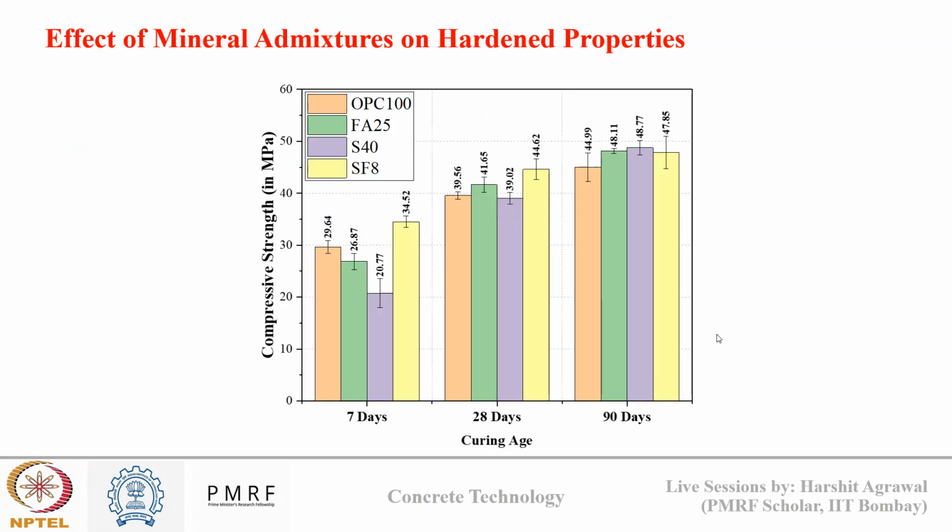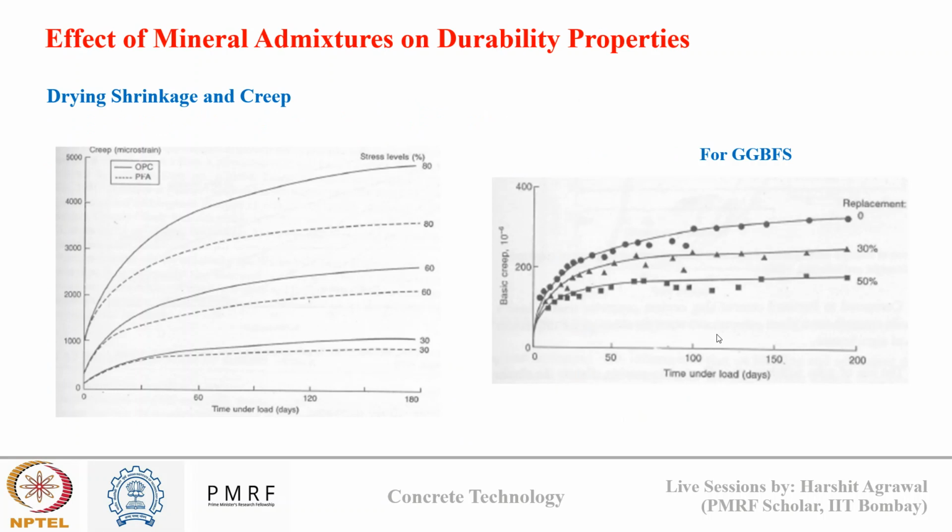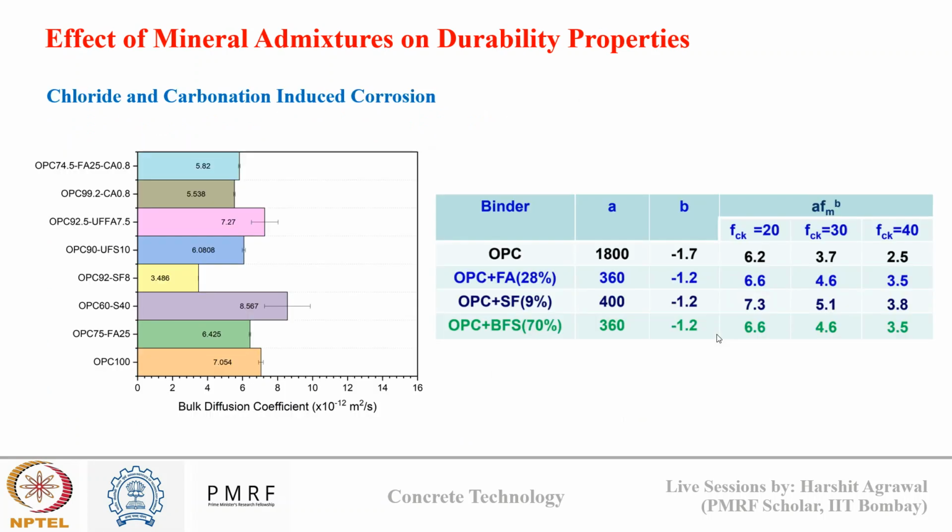In terms of hardened properties, we saw fly ash and slag, due to their slow reactivity, show a low initial strength. However, after prolonged age, the strength increases, while silica fume from the early age itself shows higher strength. In drying shrinkage and creep, we saw fly ash and slag lower the shrinkage risk, while silica fume increases the shrinkage risk, mainly due to autogenous shrinkage. And all these three mineral admixtures reduce creep due to the densified microstructure of concrete.